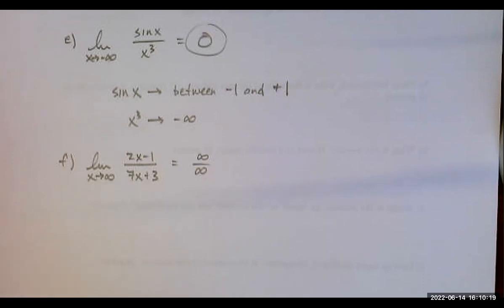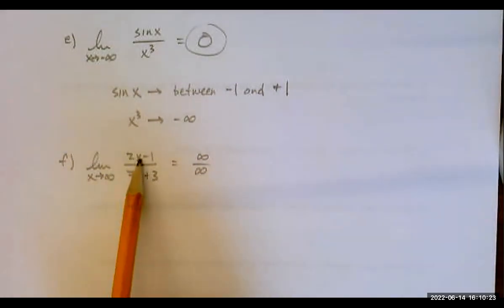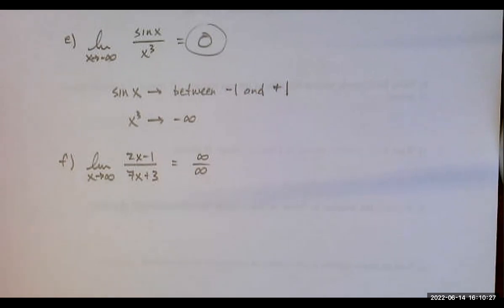What this limit will end up equaling depends on the specific functions that are involved. It could be that infinity over infinity leads us to an answer of infinity. It could be that infinity over infinity leads us to an answer of 0. Or it could be even some other finite number between 0 and infinity. We don't have an answer yet.